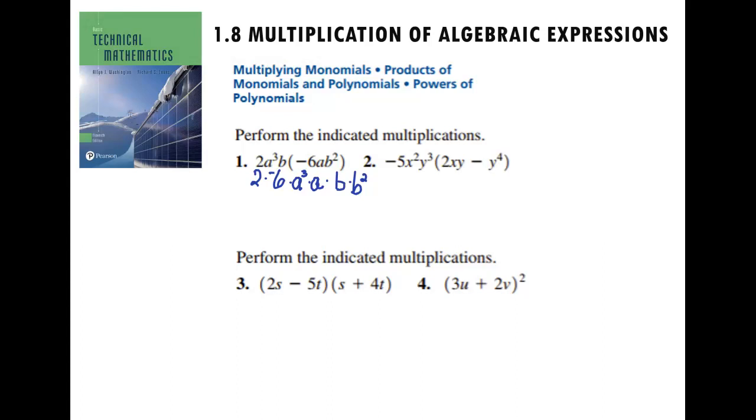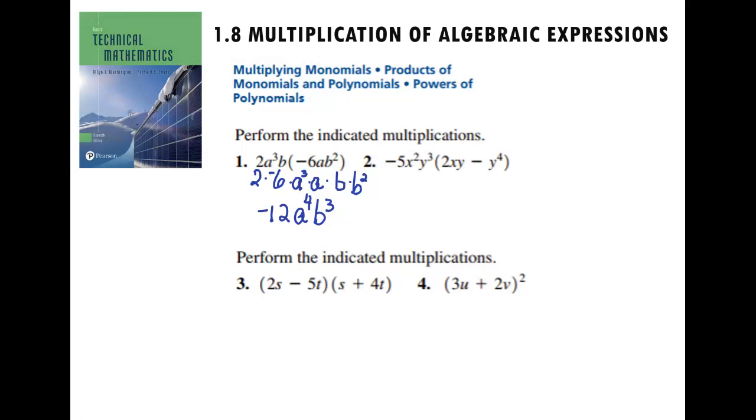And when we do our multiplication, this just gives us negative 12, a to the fourth, and b to the third. Using those rules for exponents. When you multiply with the same base, then you add the exponents, right? And this a here has an understood 1 as an exponent.